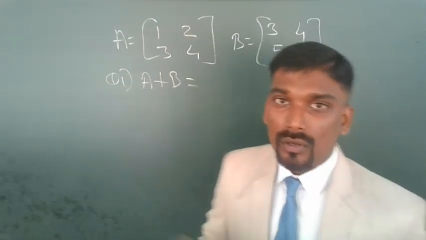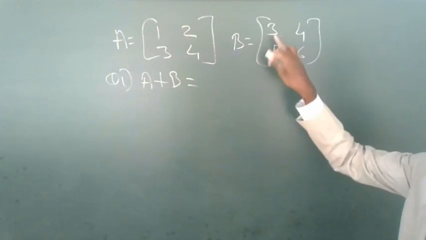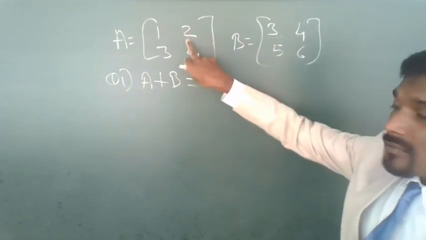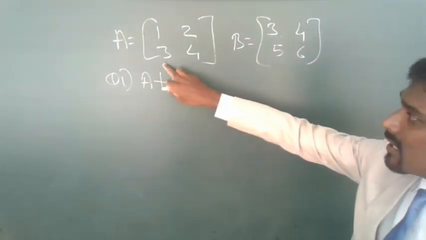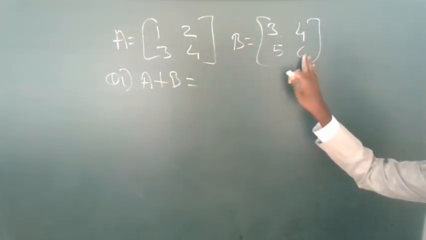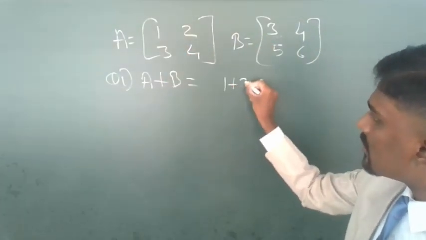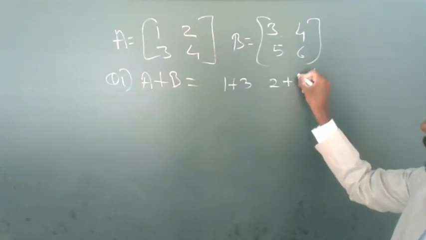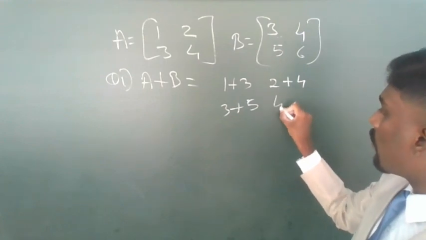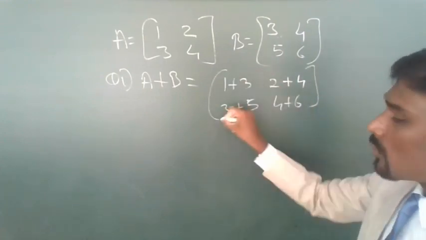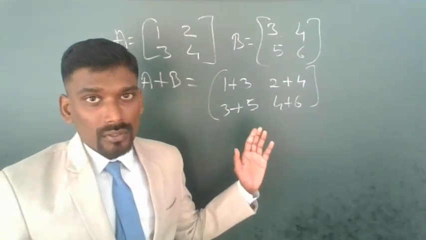Now here there will be confusion about what to do. This is the first element of A and this is the first element of B. This is the second element here and this is the second element of B. This is the third element, and here 4 plus 6. Now I can add 1 plus 3, 2 plus 4, then 3 plus 5 and then 4 plus 6. This is how you do addition for matrices.